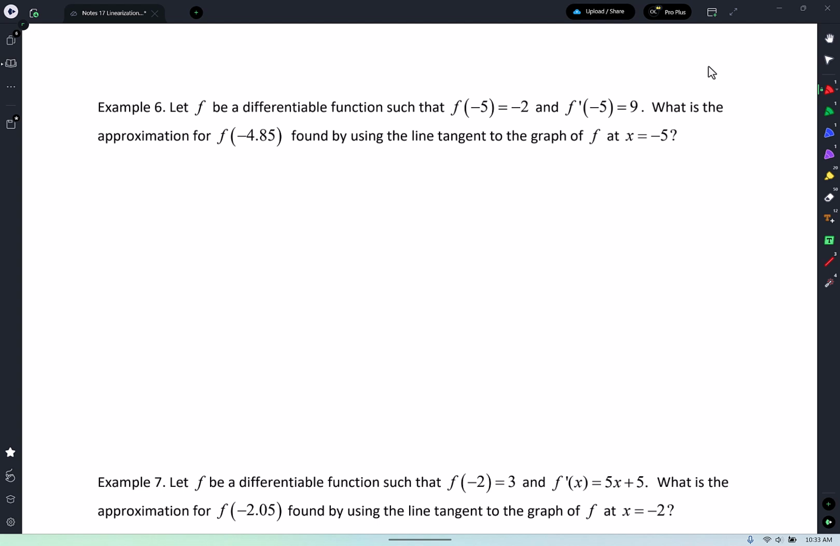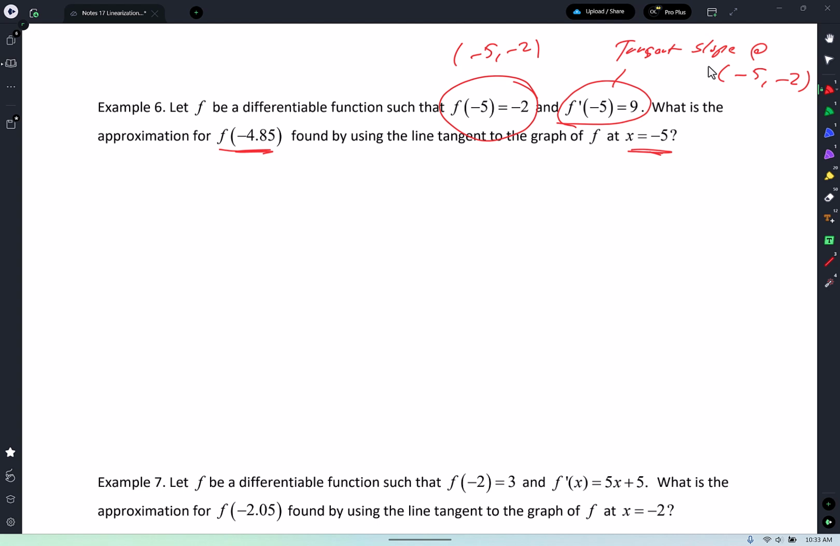Let f be a differentiable function such that f of negative 5 equals negative 2. Here's your point. And f prime of negative 5 equals 9. This is your tangent slope at negative 5, negative 2. What is the approximation for f of negative 4.85 using the tangent line of f at x equals negative 5? So they want you to use the tangent line to approximate f of negative 4.85. You're going to need your calculators.